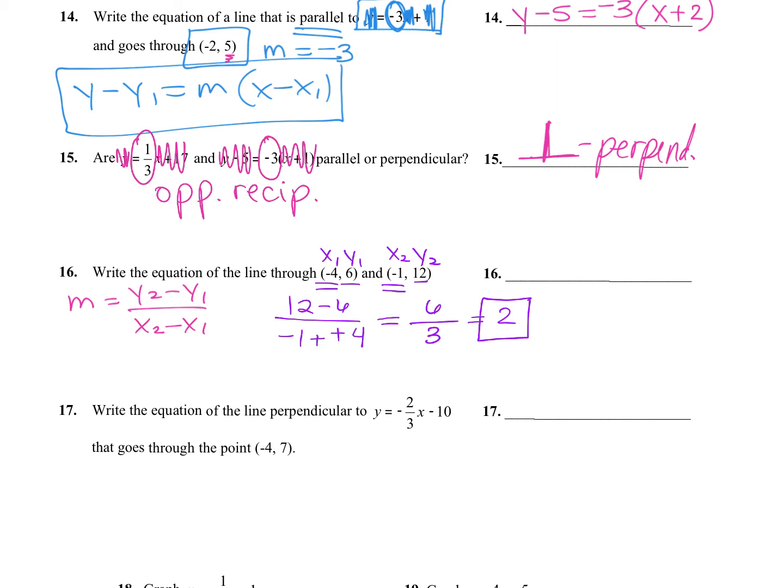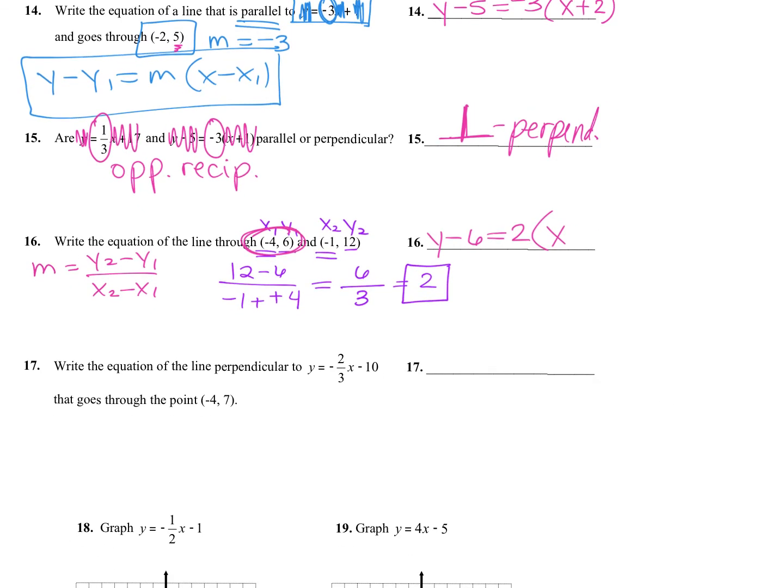Okay, so I'm going to pick this one just because it's already my x1, y1. So it would be y plus or minus? -6 equals 2, the slope, times x plus 4. Minus a -4 is x plus 4. That's probably the question that gets done wrong on this test the most. There's one just like that. Find the slope, pick one of the points, drop them both in. I believe in you. You can do it.